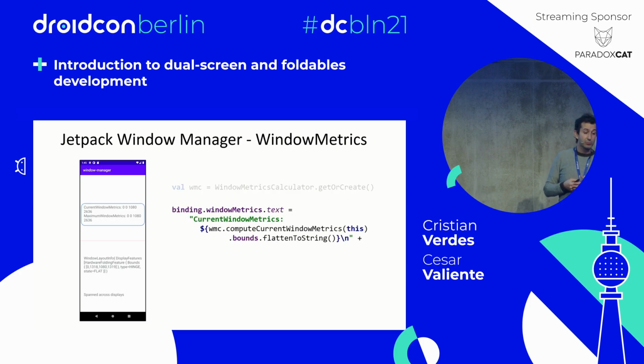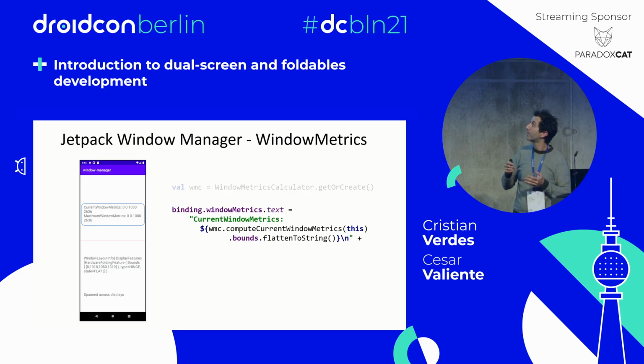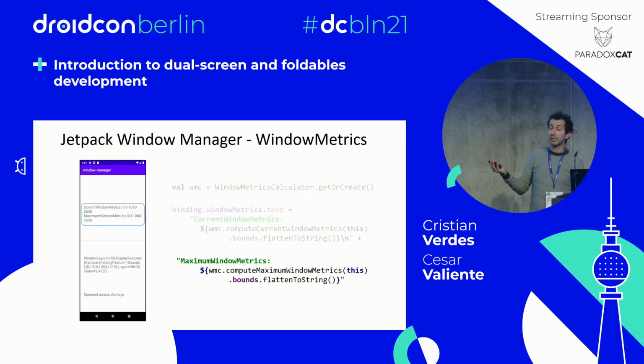And with that instance, we just use one of the functions, compute current window metrics, and then we get the boundaries. And that's all. So this is the code behind this text that we have in the screenshot. And the maximum window metrics is basically the same, but using compute maximum window metrics instead of current window metrics. And with that, we already have this information that can be useful for you as well.